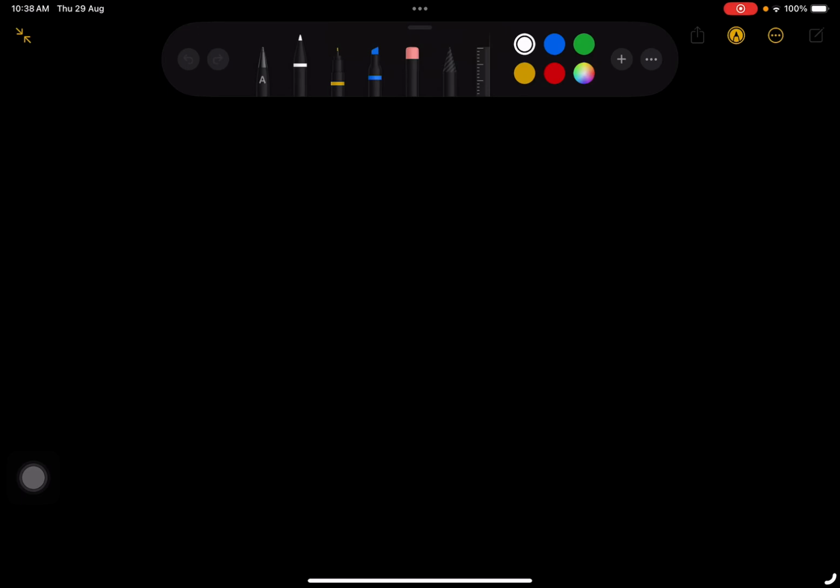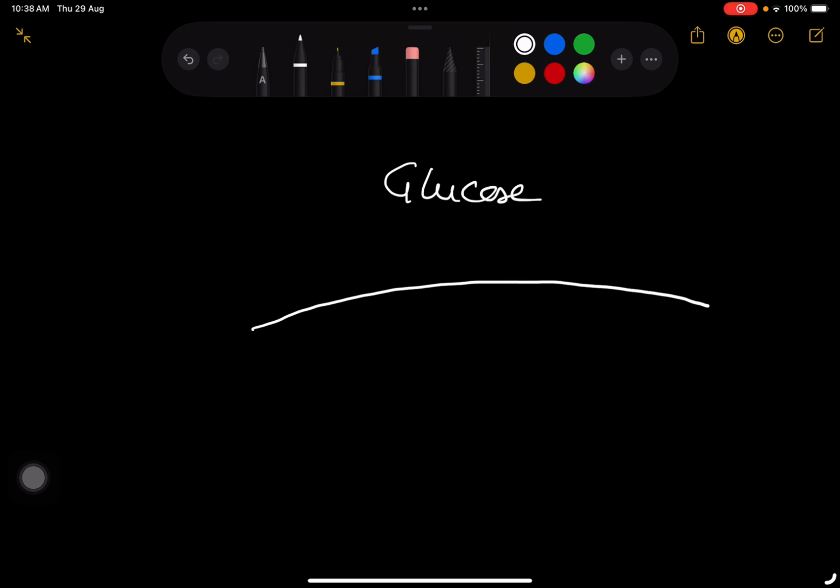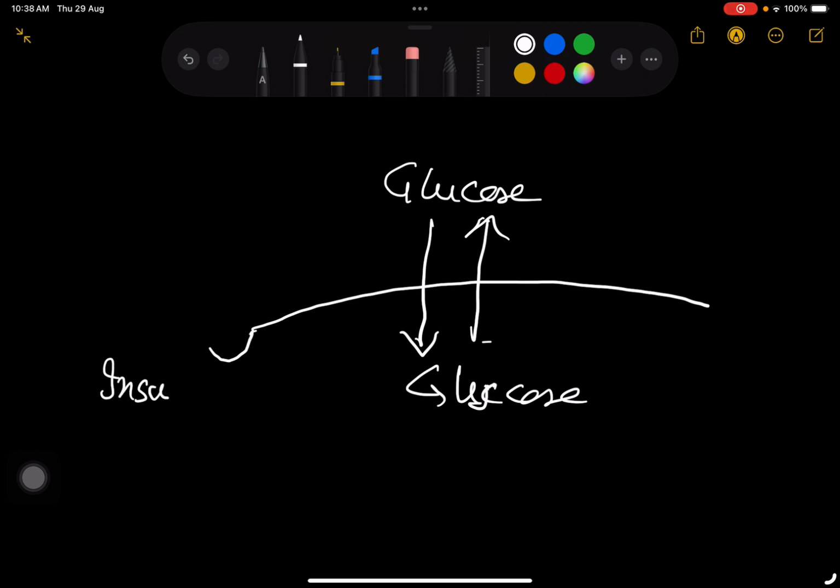So this is a cell membrane, and glucose can enter the cell membrane and can escape from it. Normally, the glucose inside and outside the cell should be of the same concentration. Now here is a receptor which is called the insulin receptor.